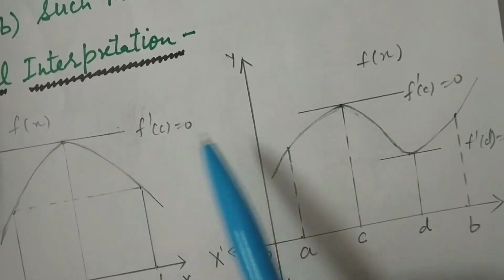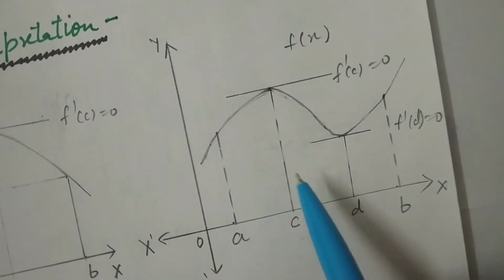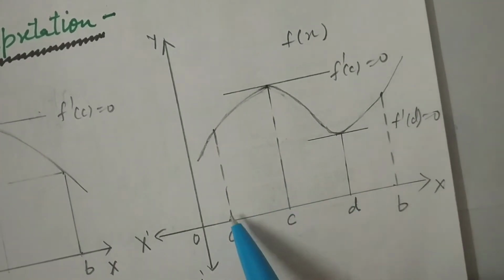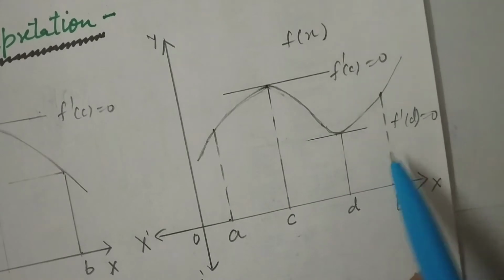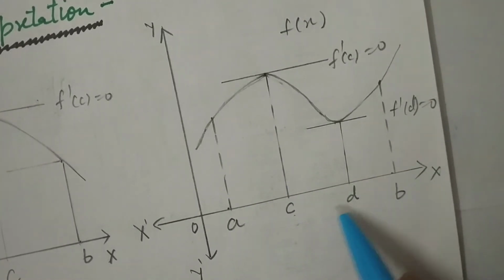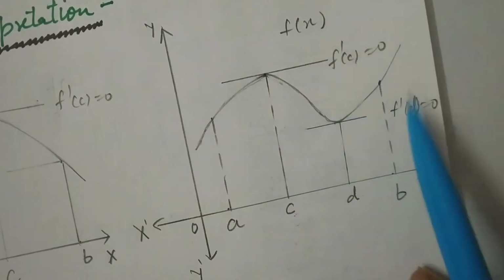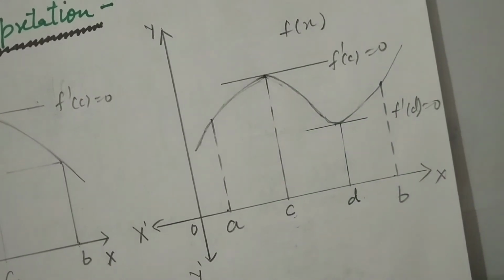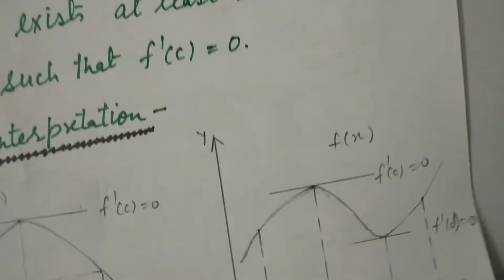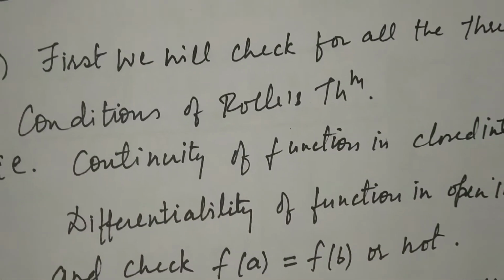Now, since there was the word 'at least', this next figure explains that there can be more than one point. Again in the same interval [a, b] where f(a) is equal to f(b), this figure shows there are 2 points, c and d. At both these points f'(c) and f'(d) are equal to 0. So 2 points can lie there as well to satisfy Rolle's theorem.